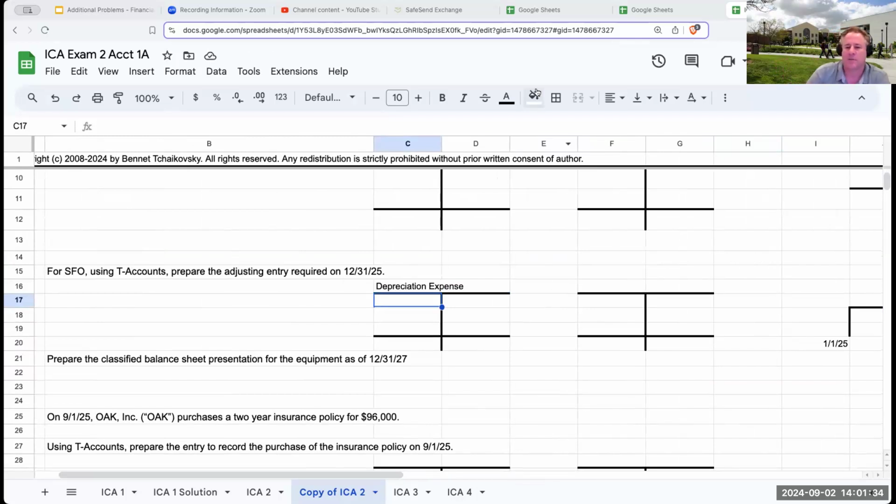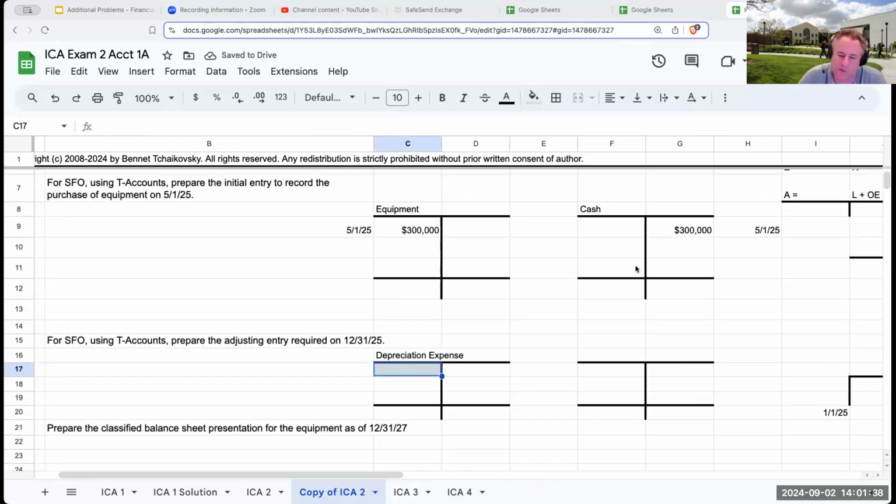But I'm going to need to record an expense to reflect the use of the equipment during the period of time in which I purchased it. Now, your immediate gut reaction might be to say, well, if I'm debiting depreciation expense, then maybe I should go through and credit equipment.